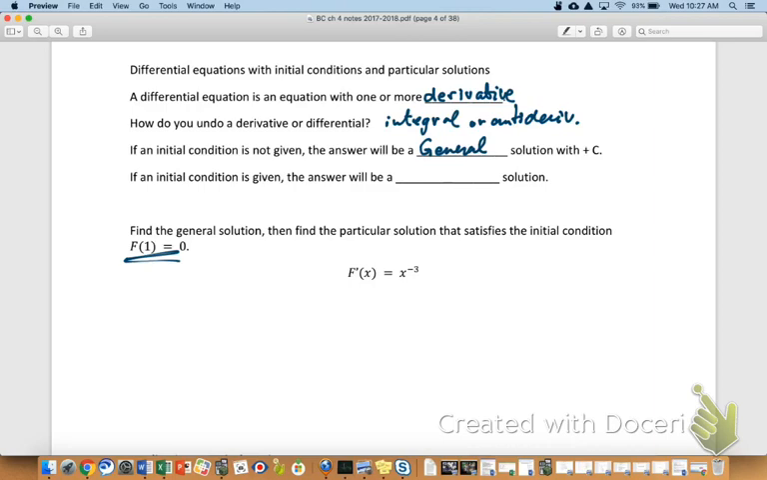If an initial condition is given, the answer will not be a general solution with a plus C. It will be called a... Specific. Hey, that word's even right there. Particular. Specific seems to make sense, but the word we use is particular solution. And we will be finding both in our class.